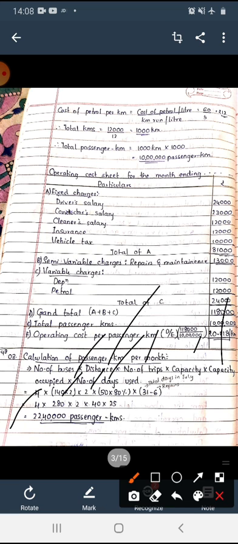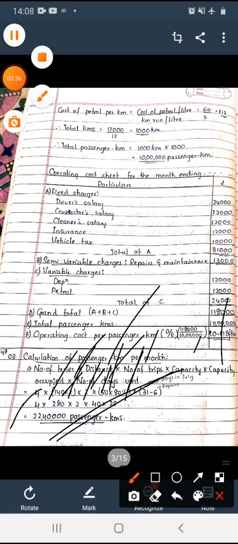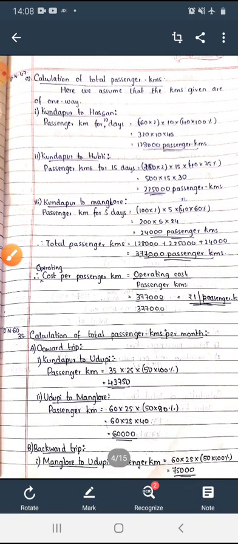Next, total capacity 50 into 80%, only 80% will be filled. And the number of days, 31 days minus 6, since the bus was laid down for repairs for 6 days. Now the total is 4 into 280 into 2 into 40 into 25, equal to 22,40,000 passenger kilometers. Okay. Next we'll see one more problem.